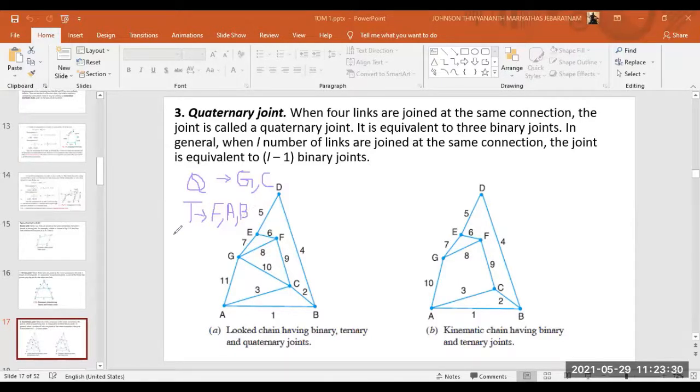Now we check for the binary joints. D is a binary joint, right? At D we have only two members, DE and DB. So D is a binary joint. And do we have any other? No, right? And E is also a ternary joint. ED is there, EF is there, and EG is there, right? So E is also a ternary joint.